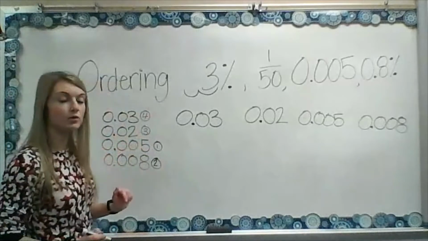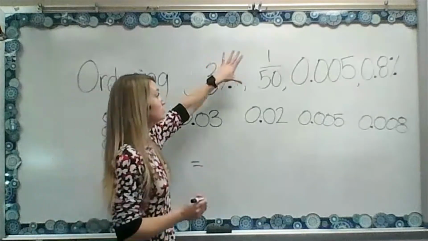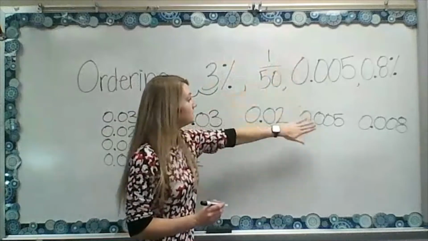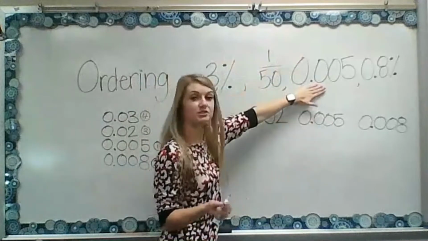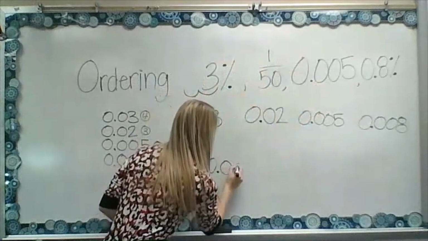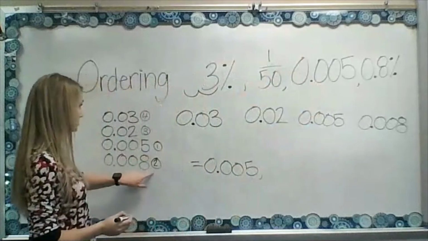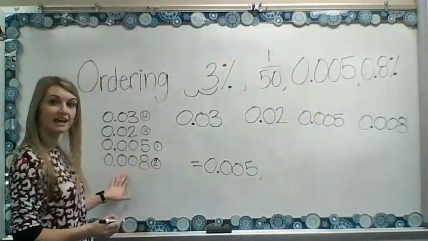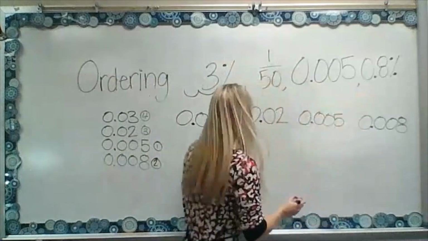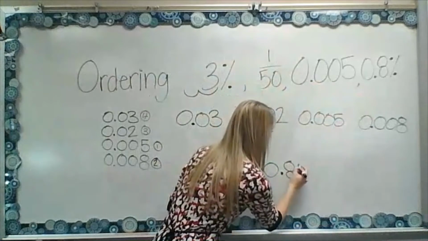When we put these in order for our final answer, we have to go back and use our original numbers. Okay, so 0 and 5 thousandths, well, it's already a decimal, so that is going to be my first number. What's number 2? 0 and 8 thousandths. That was originally 0 and 8/10ths of a percent. So I have to write it as a percent.